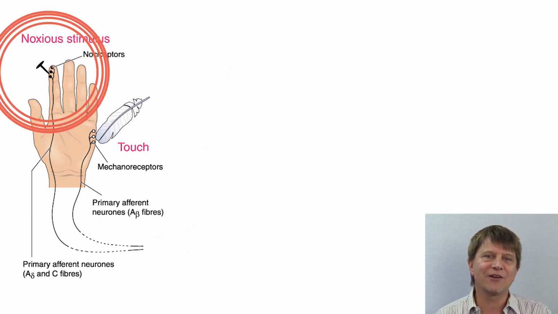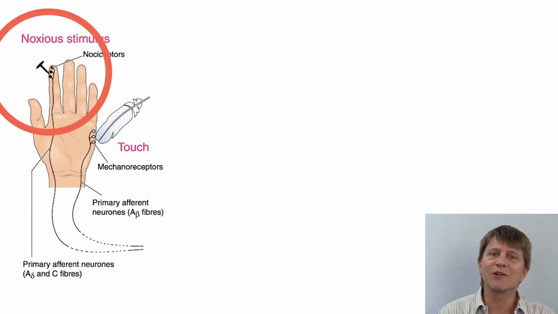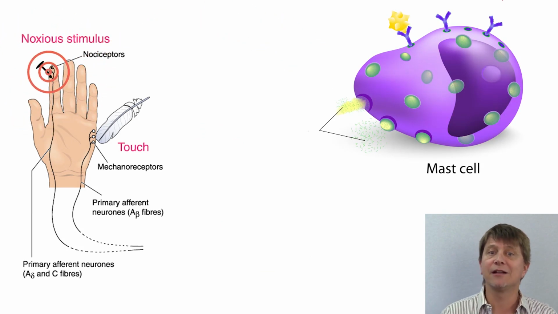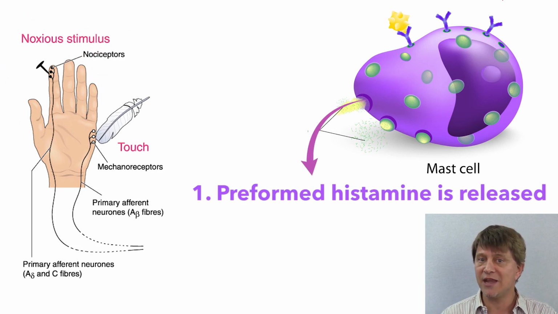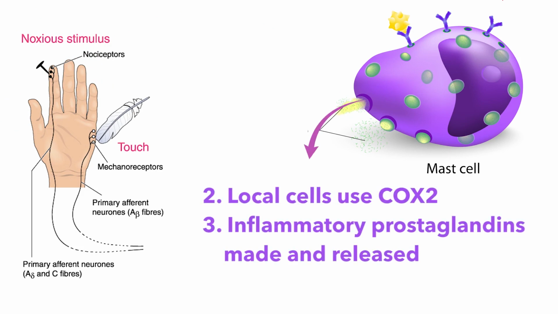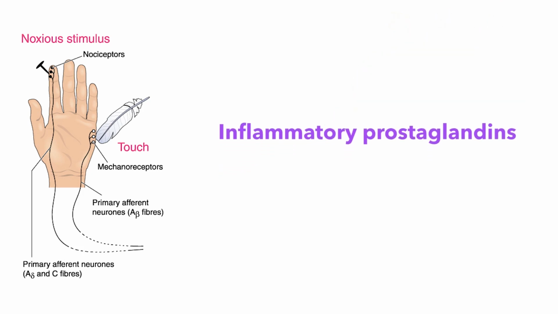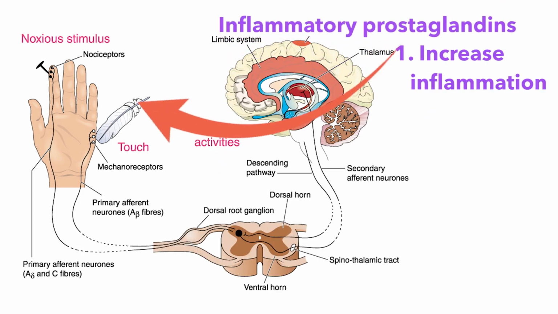When we cut that finger, a number of immune cells and local cells start the inflammatory process. For instance, the mast cell immediately releases histamine, which is kind of prepackaged already. The mast cells and other cells in the area are going to start using the enzyme cyclooxygenase 2 to start forming inflammatory prostaglandins. Now, the inflammatory prostaglandins do a number of things to increase the inflammation in the area.